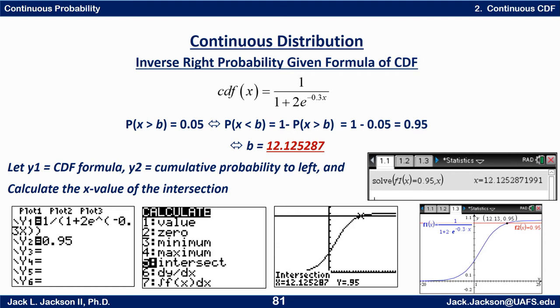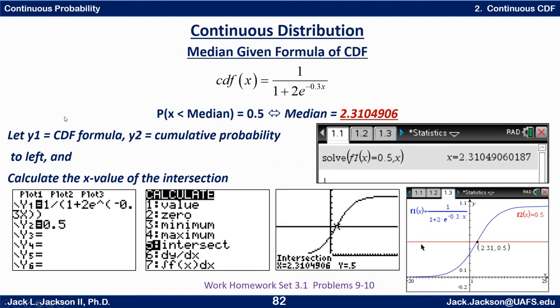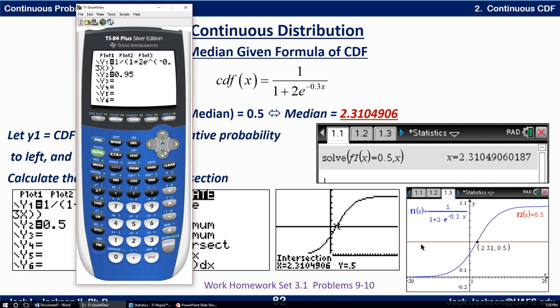Okay, the next one is to find the median. What's the median of this distribution? Well, the median is an x value so that the probability to the left is 0.5. In other words, it's the x value where the CDF is 0.5. So it's the same thing on the calculator here on the TI-84. You just go back and change this to be 0.5 for the left probability and do a calc intersect. Again, we have to wait for it to graph.